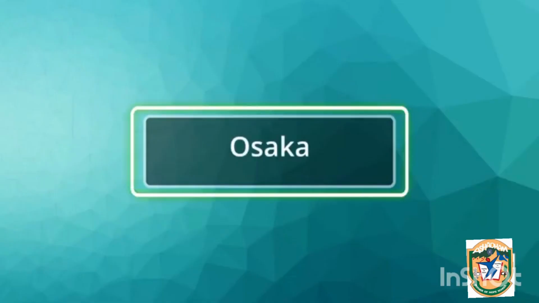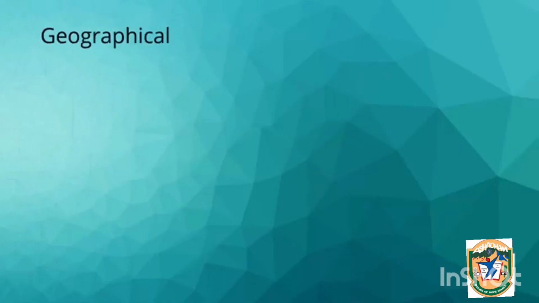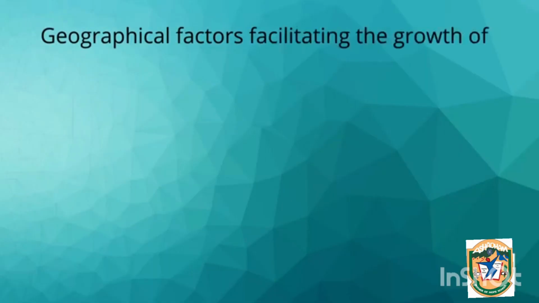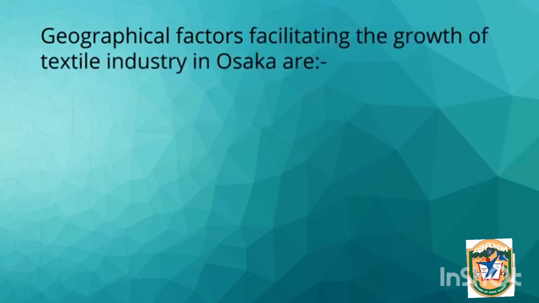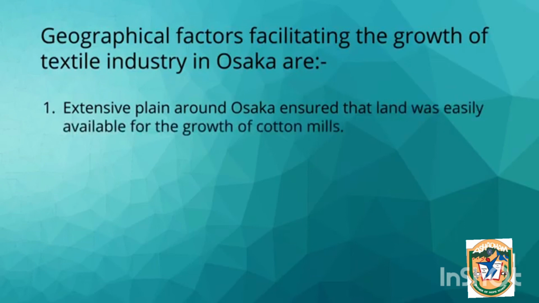The city of Osaka is known as the Manchester of Japan and is the country's main textile center. A number of geographical factors were responsible for the development of the textile industry in Osaka. The place has a plain area in an extensive amount. This ensured that land was easily available to develop these cotton mills. The city lies on the bank of river Yodo. It ensures the supply of water in an extensive amount so that these mills could develop.